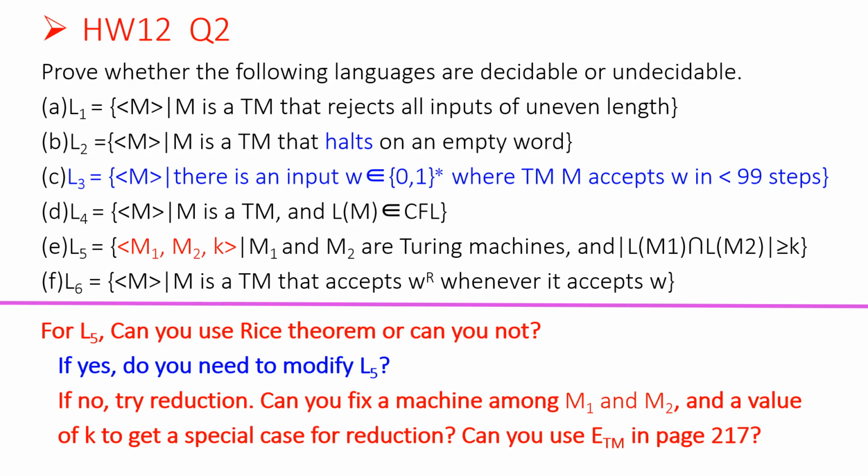For L5, can you use Rice's theorem or can you not? If you think you can, do you need to transform L5 to some other language for consideration? If you think you cannot use Rice's theorem, then try reduction. Can you fix the machine among M1 and M2 and the value of k to get a special case for reduction? Can you make use of ETM on page 217 in the textbook?